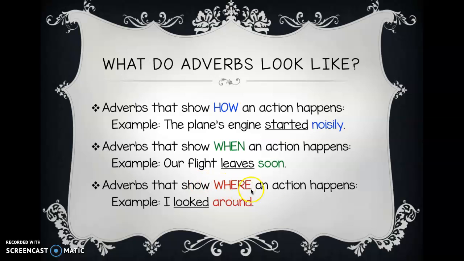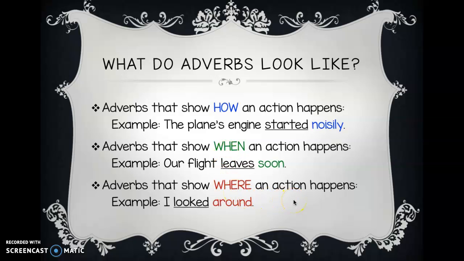Adverbs that show where an action happens also might look something like this. Example, I looked around. Looked is the verb. Around is the adverb. Notice neither of these two adverbs that I've marked here actually end in our clue letters ly, so you have to be really careful. These two words come near the verb, but they don't have to. They could come before the verb, they could come after the verb. It can be sometimes very difficult to spot the adverb, so you have to look for that word in the sentence that describes either how the action is happening, when the action is happening, or where the action is happening.